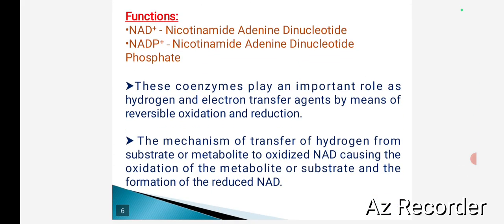The functions of NAD, NADP plus. NAD, nicotinamide adenine dinucleotide. NADP, nicotinamide adenine dinucleotide phosphate. These coenzymes play an important role as hydrogen and electron transfer agents by means of reversible oxidation and reduction. The mechanism is transfer of hydrogen from substrate or metabolite to oxidized NAD, causing the oxidation of the metabolite or substrate and the formation of the reduced NADH.